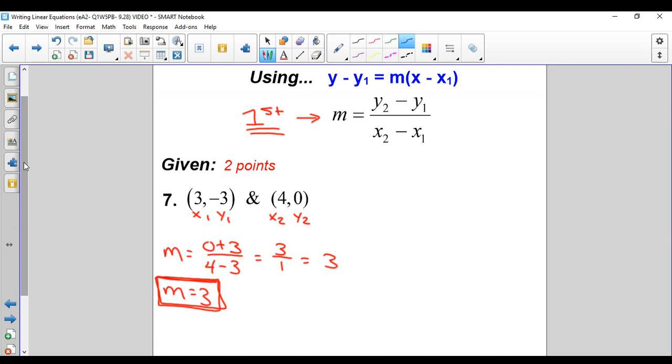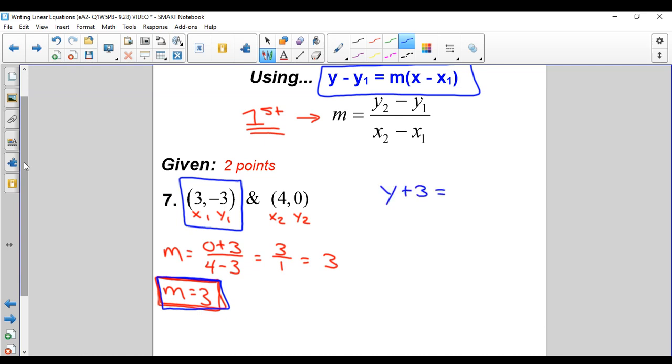You use what you want. I'm going to use this first point because it's already labeled x1, y1. I'm going to use my slope of 3, and I'm going to plug it into point slope form here. All right, so I go y plus 3 equals your slope, 3, a lot of 3's on this one, and then x minus 3 on the right side.